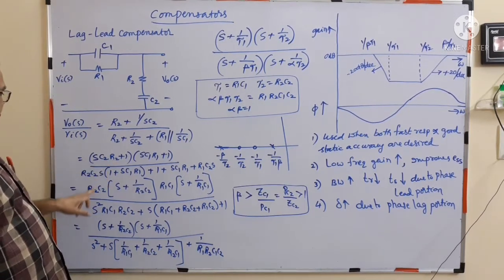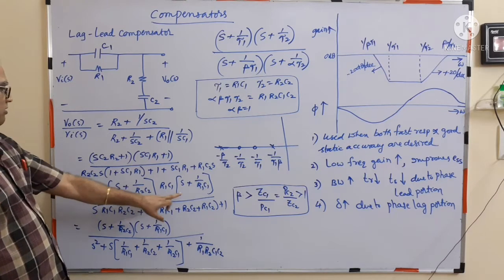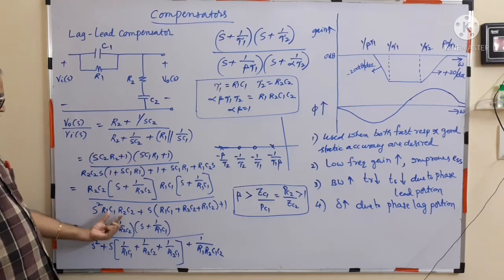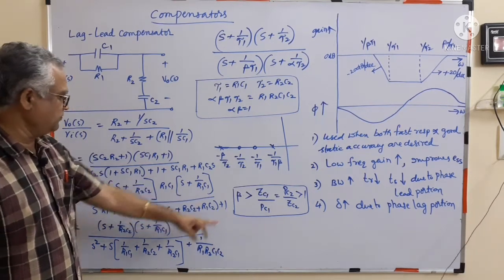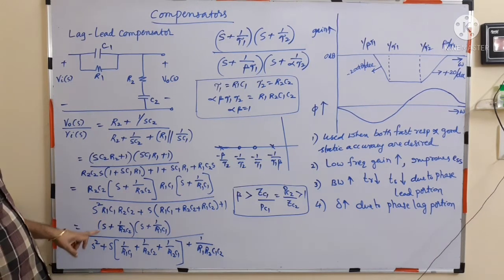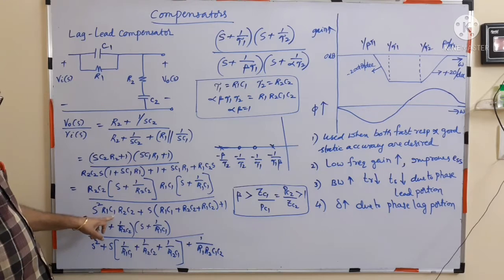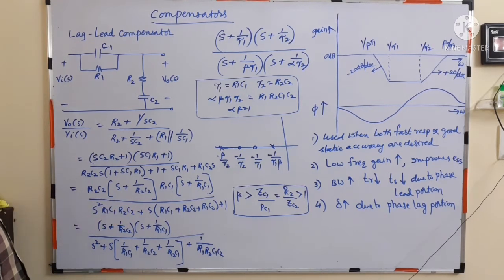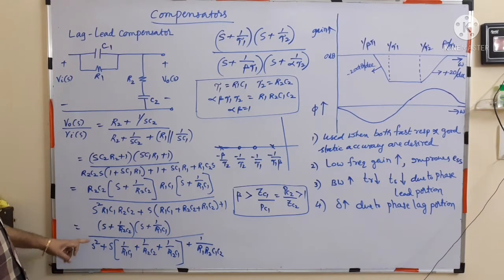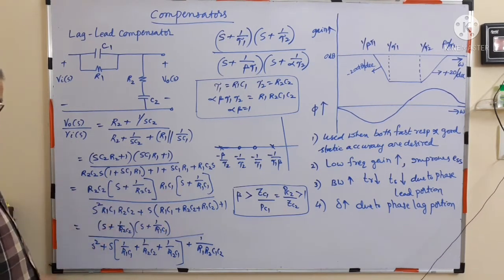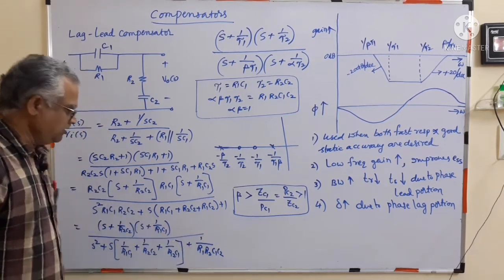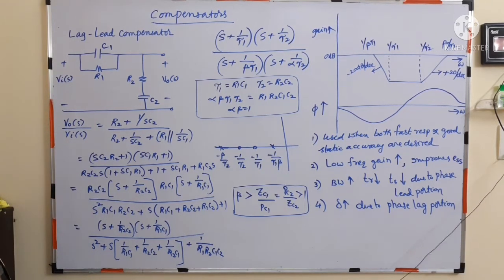Then with R2 C2 common and R1 C1 common, you get this. The denominator is s squared into something, s into something, plus 1. If I take R2 C1 R2 C2 common, then R2 C2 and R1 C1 cancel with that. The numerator keeps these two terms as they are. Then s squared plus s into this plus 1 by R1 R2 C1 C2.